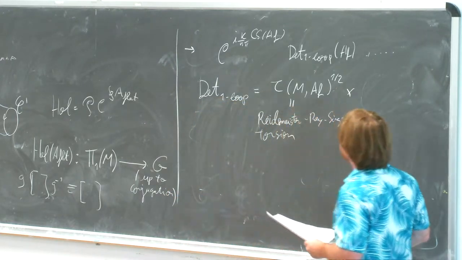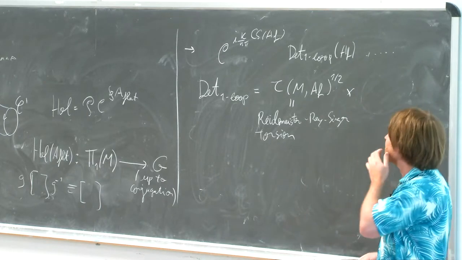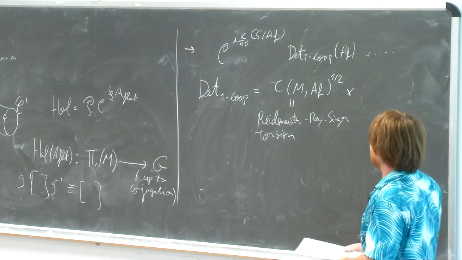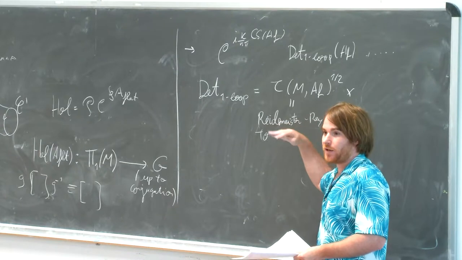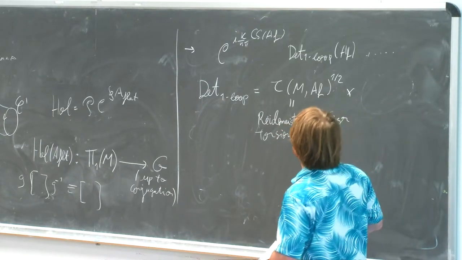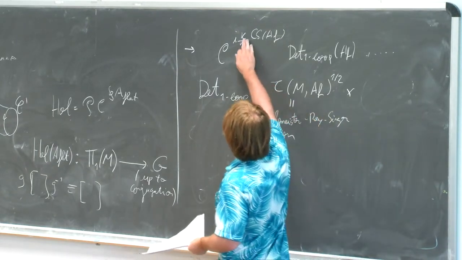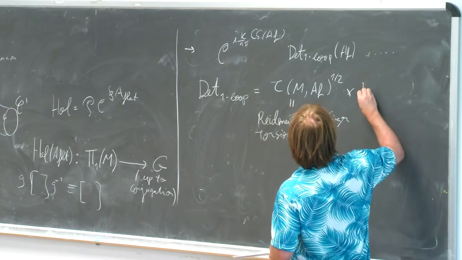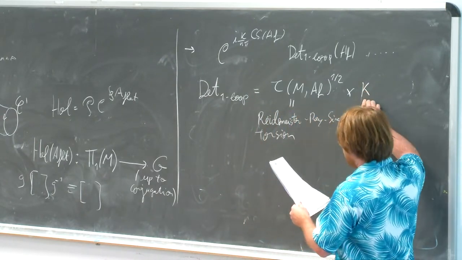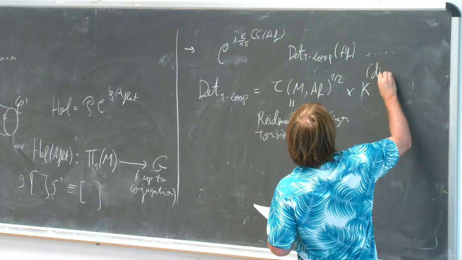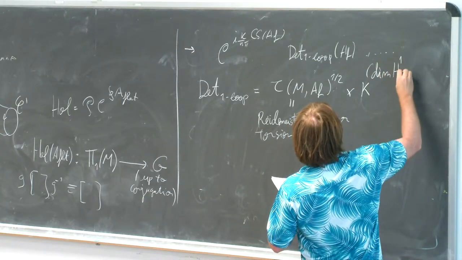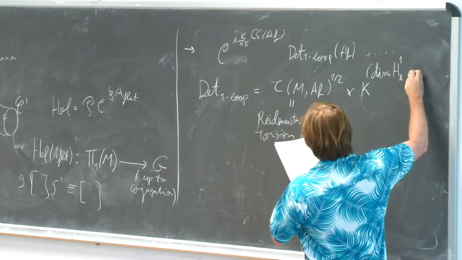And there's another thing which usually is forgotten, which is very important, is that in the one-loop fluctuations, you can have zero modes. And if you have zero modes, it will actually depend on K. So there'll be a dependence on the level, which goes like the dimension of H.